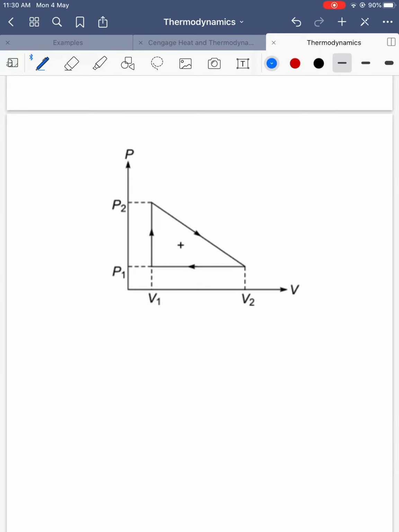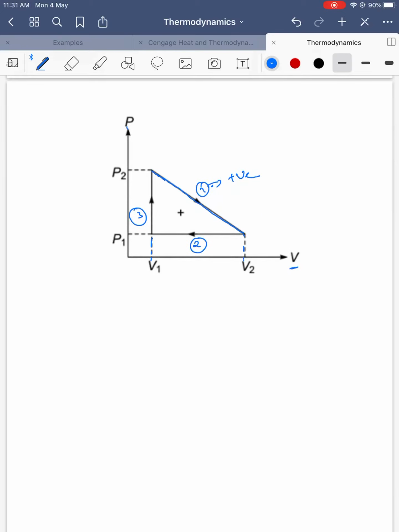Here, see P1, P2, pressure is decreasing, but what is happening to volume? Volume is increasing. So this is first, second, third. Volume is increasing, so this is positive work because it is a pressure versus volume graph. And the second process is negative work. So for the area under the curve of the first one, you should subtract this one, and what is the work done here? Work done is 0.